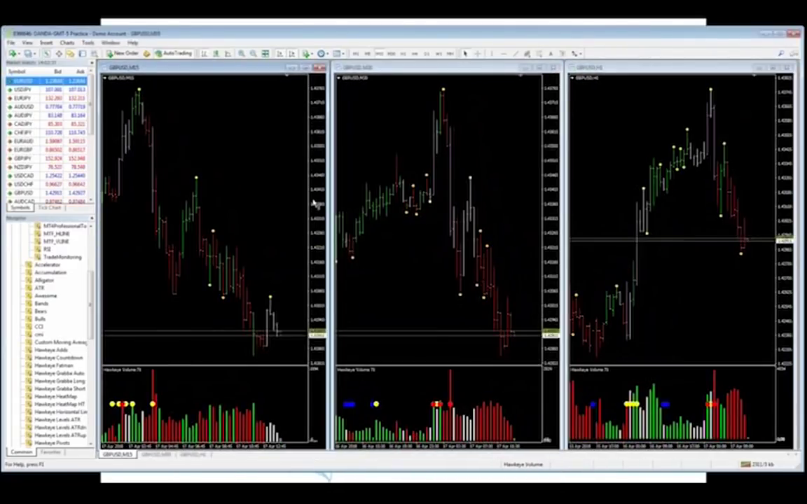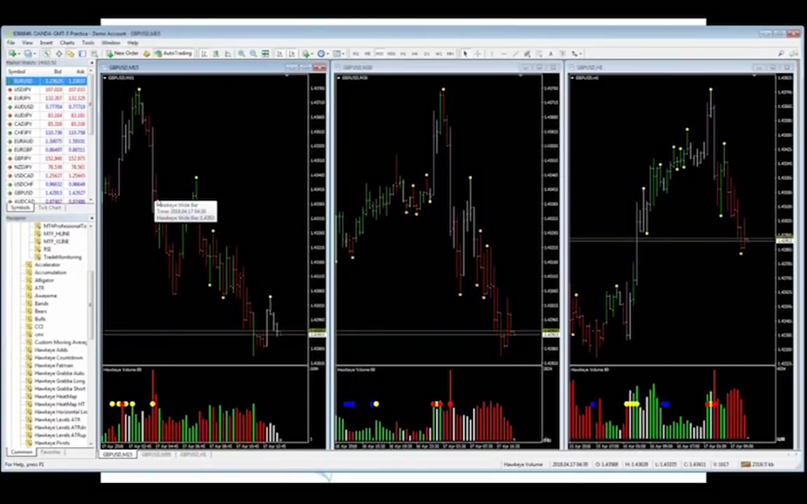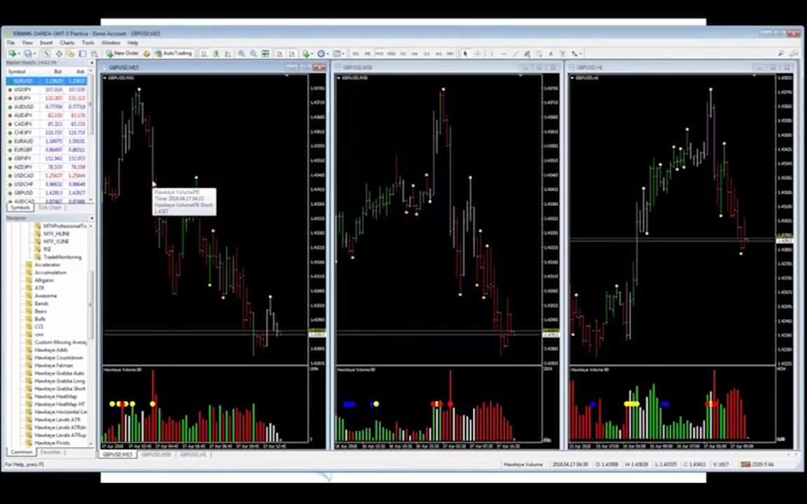Okay, so you can see Hawkeye Volume Paint Bar here on the price. This is Hawkeye Volume Paint Bar. This is Hawkeye Volume Radar. The pivots are the yellow dots, and the wide bar, the purple bars, show you the probability of price pulling back into the body of that wide bar.